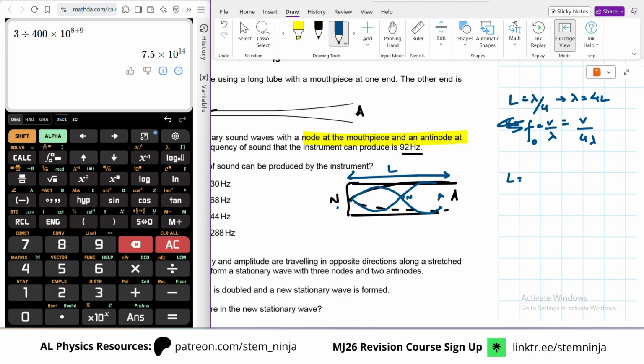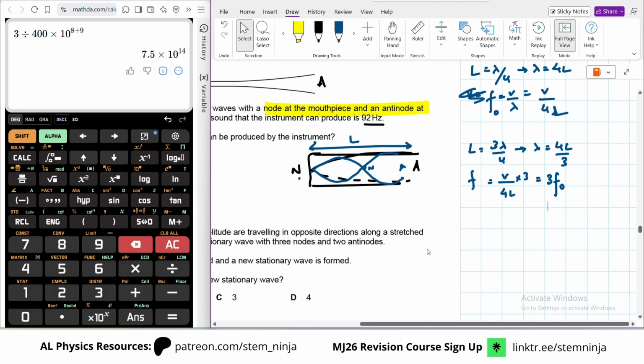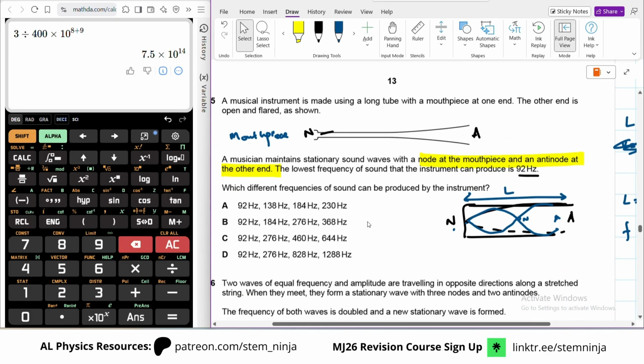antinode, right? Half a wavelength plus a quarter, that means 3 lambda over 4, which means that lambda is 4L over 3. So F this time would be V over lambda, V over 4L times 3. So that is 3 times F naught. So this is in odd multiples, you can say. Okay, so 1, 3, 5 it will go.